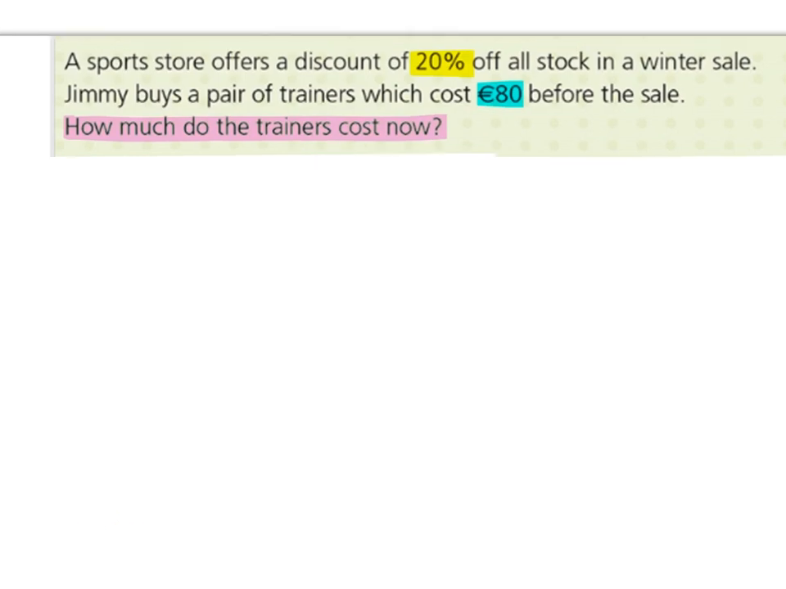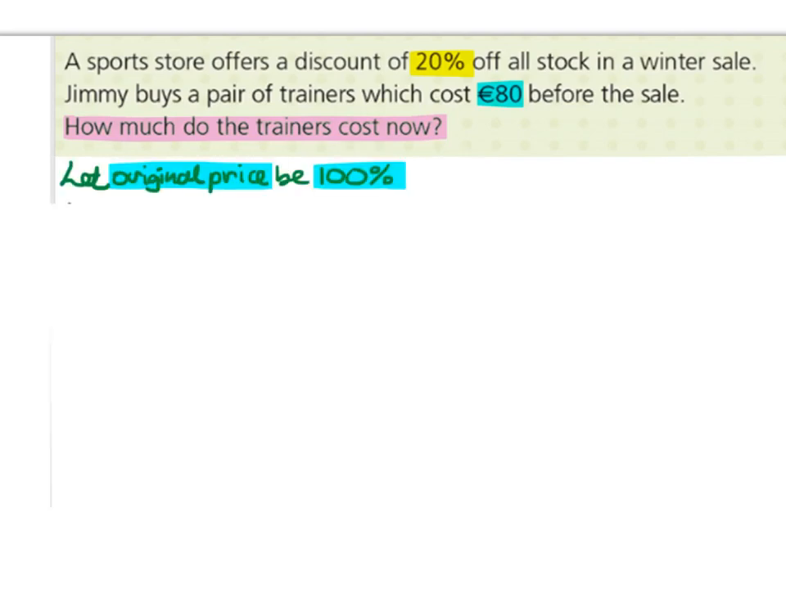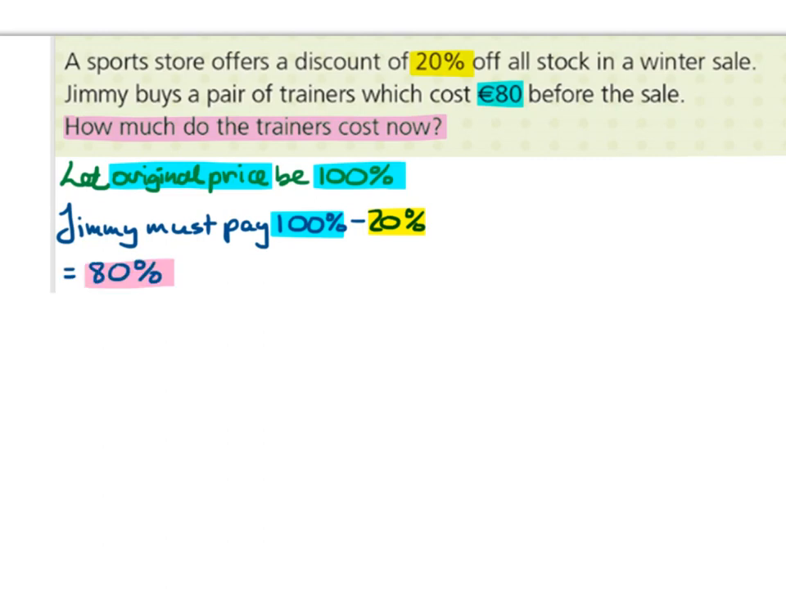And this is the same question again done a third way. I don't suggest you use this method as this is a harder method, but it is still important to have a look at it so that you understand that there are different ways of doing this question. So again, let the original price be 100%. So Jimmy must pay 100% minus 20%, which again we know is 80%. So his trainers are 80% of the original cost. So 100% is equal to €80. So the original price is €80.